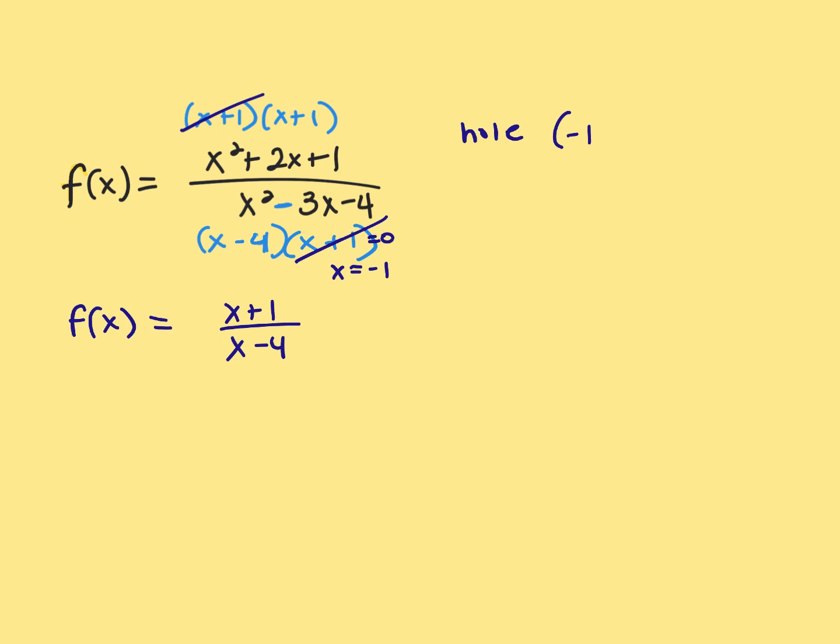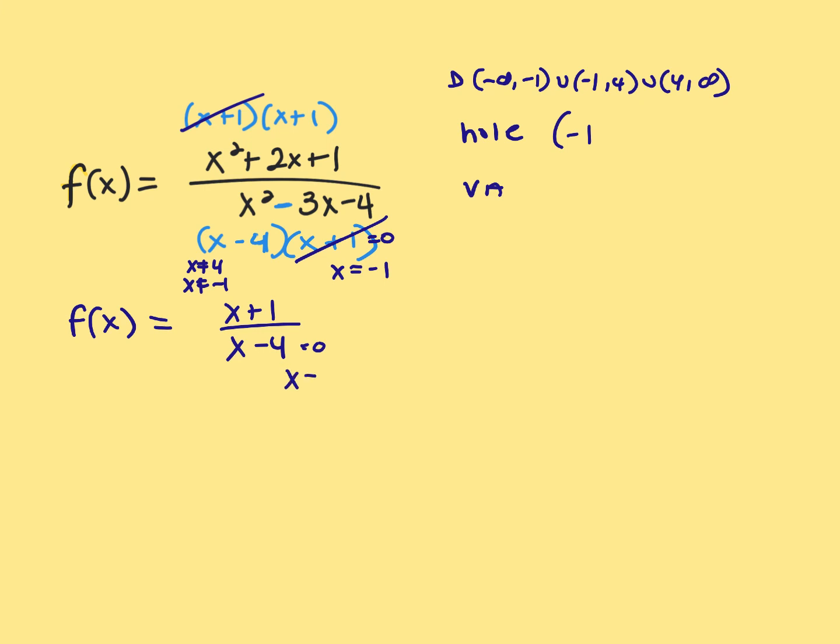So domain comes before I cancel. Domain would be that it can't equal 4 and it can't equal -1. So this would be negative infinity to -1, -1 to 4, 4 to positive infinity. Domain comes before you cancel. My vertical asymptote comes after.